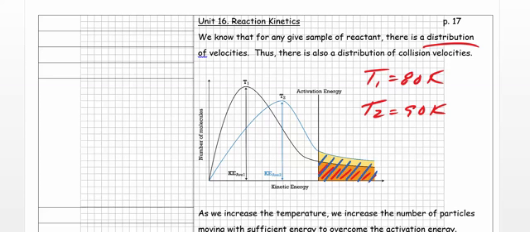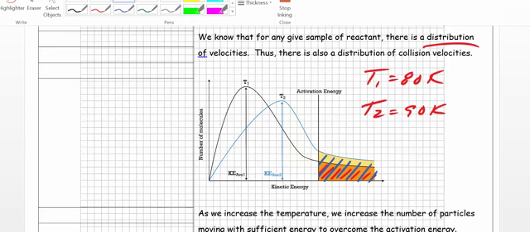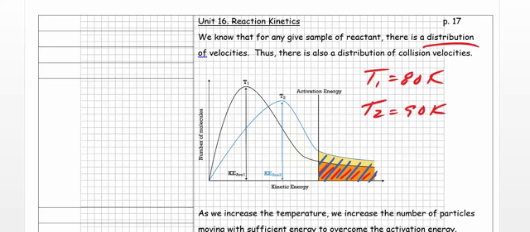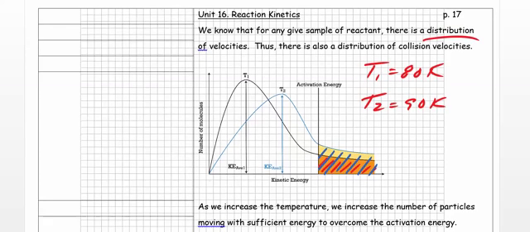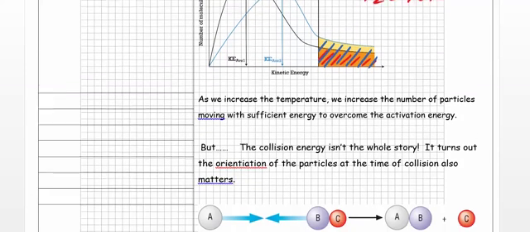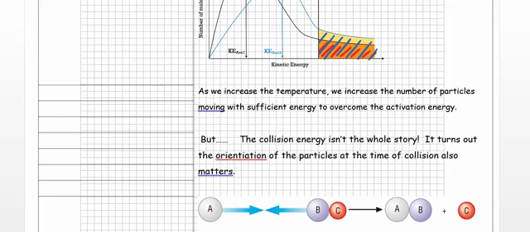So again, we're using this collision theory idea with a minimum energy called the activation energy in order to help us to explain why some collisions are successful and some are not successful. All right? Now, as we increase the temperature, we increase the number of particles moving with sufficient energy to overcome the activation energy. That's kind of a summary of that graph right there.